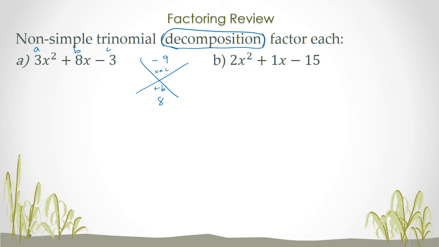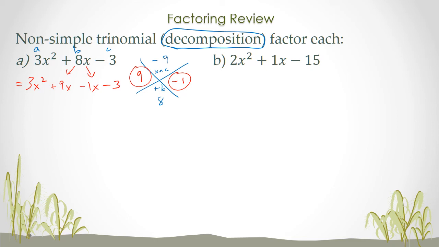Hopefully, you're thinking 9 and negative 1. That definitely works. 9 times negative 1 is negative 9. 9 minus 1, 8. Perfect. So here's the decomposition part. We're going to use these two things here. So you rewrite this term, and you're going to decompose. Decompose means break up. We're going to decompose that into those two numbers. So plus 9x minus 1x, and then you rewrite the C term, negative 3.